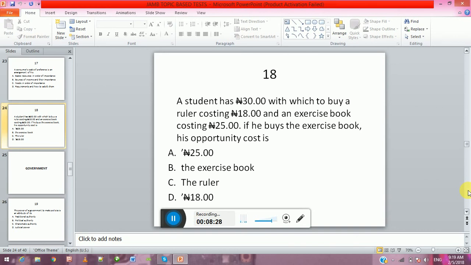A student has 13 naira with which to buy a ruler costing 18 naira and an exercise book costing 25 naira. If he buys the exercise book, his opportunity cost is A. 25 naira, the exercise book, the ruler, 18 naira.